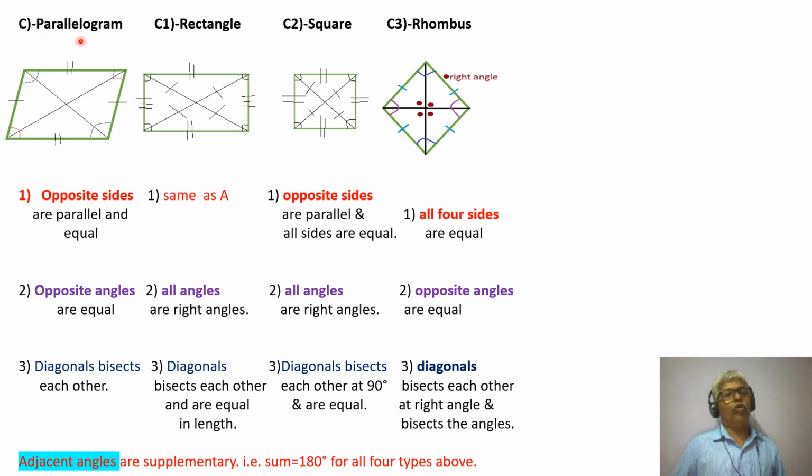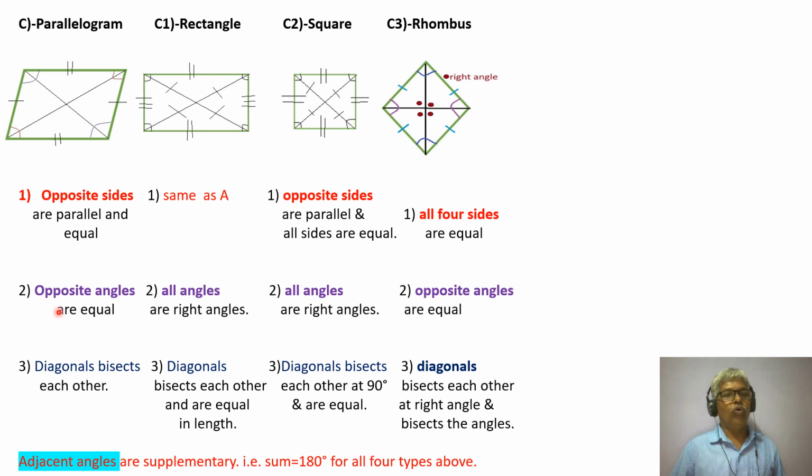And now parallelogram. These are the properties of a parallelogram, and these are the special examples of parallelogram. We will see the common properties of a parallelogram about sides. Opposite sides are parallel and equal. See, these are the opposite sides. They are parallel. This is parallel to this, and they are equal. That means this is equal to this, and this is equal to this. That is about sides.